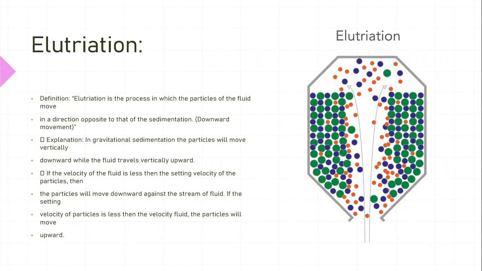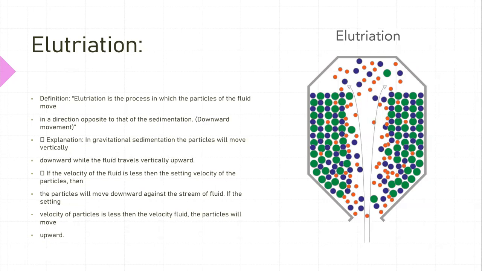This is a process that you do not do with gravity alone. You apply a certain pressure, or a certain gas, or a certain force or air to do this process. The definition: elutriation is a process in which the fluid moves in a direction opposite to that of sedimentation. You know how particles sediment with the force of gravity. But in the elutriation process, the fluid is moved in a direction opposite to that of sedimentation.